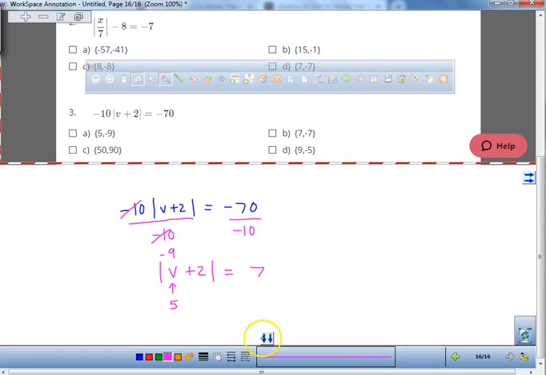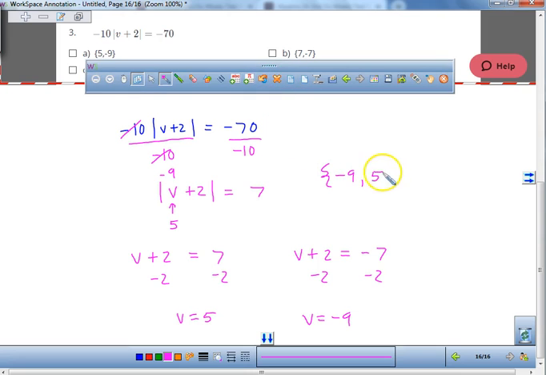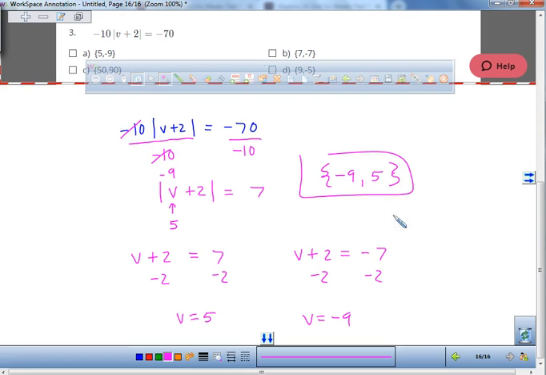Now, for those of you who are like, what the heck are you doing? This is what I did. Basically, v plus 2 equals a positive 7, and v plus 2 could equal a negative 7. And when we take away 2 from everything, we get v equals 5 and v equals negative 9, which means our solution set is negative 9, comma 5. All right? And that would be your solution set. So what was the only thing that we had to make sure you did? Divide both sides by a negative 10, and then you could set it up.